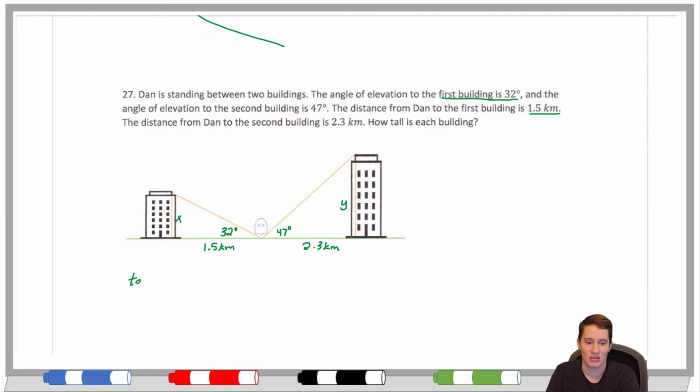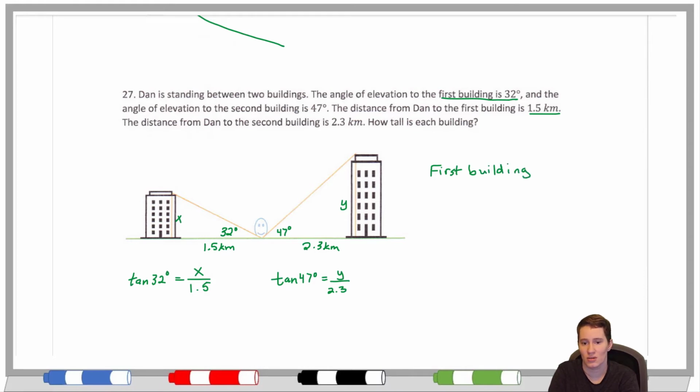So tangent of 32 degrees equals x over 1.5. That's going to get us the height of the first building. And then tangent of 47 degrees equals y over 2.3. That's going to give us the height of the second one. Each of these we just need to multiply by what's on bottom to solve.